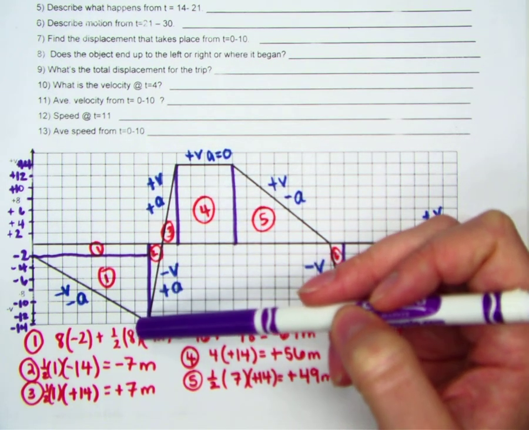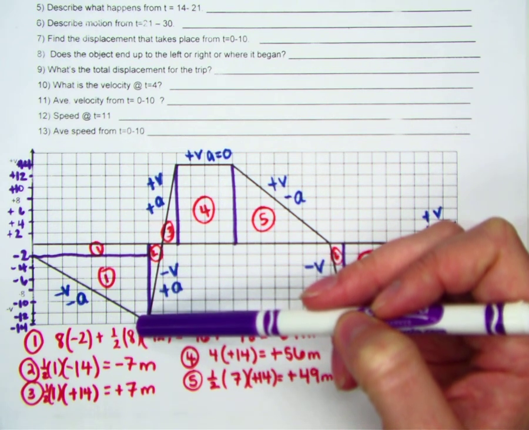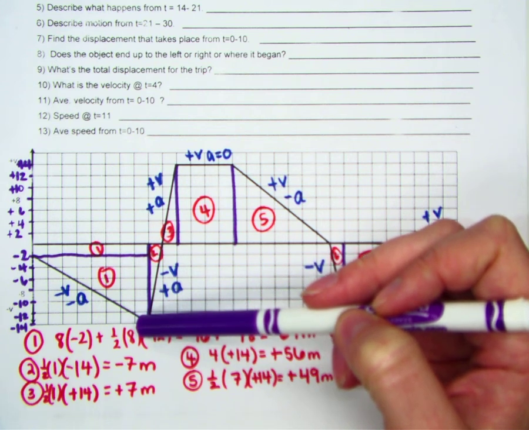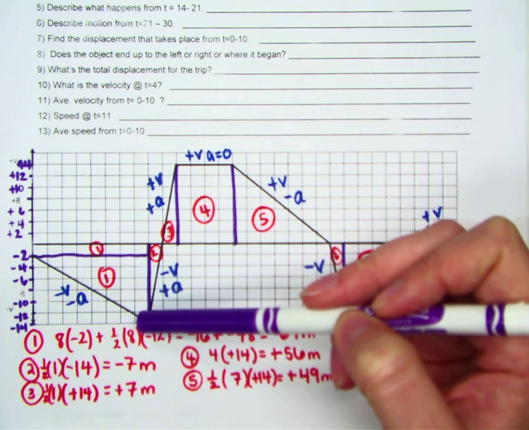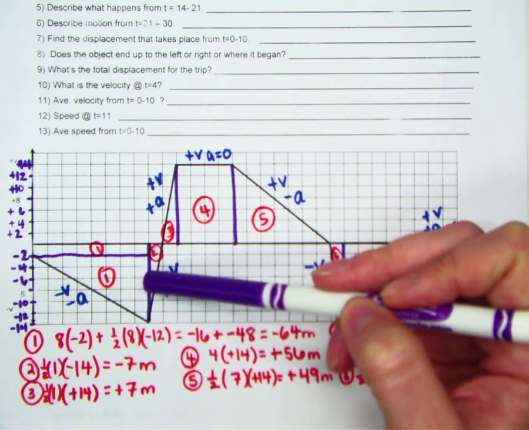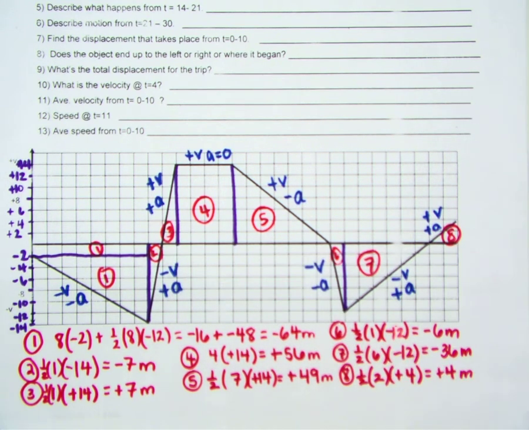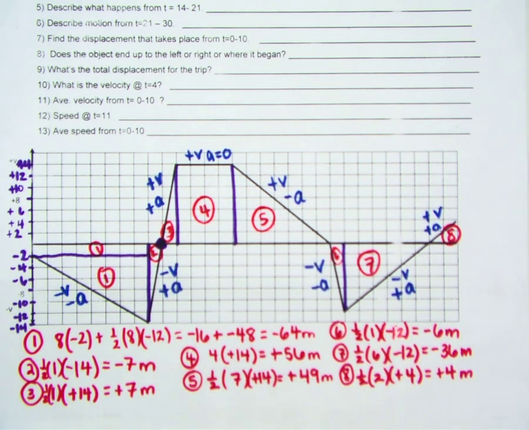At t equals 8, which is right here, the object does not change direction. It is still moving with a negative velocity, so it's still moving left. What happens now is it changes acceleration. The acceleration now becomes positive, so that means the object is going to be slowing down. And you can see that because it's getting closer to 0. At t equals 9, right here, the object actually comes to a stop. Now, obviously, it doesn't stay stopped for very long, but it does stop.